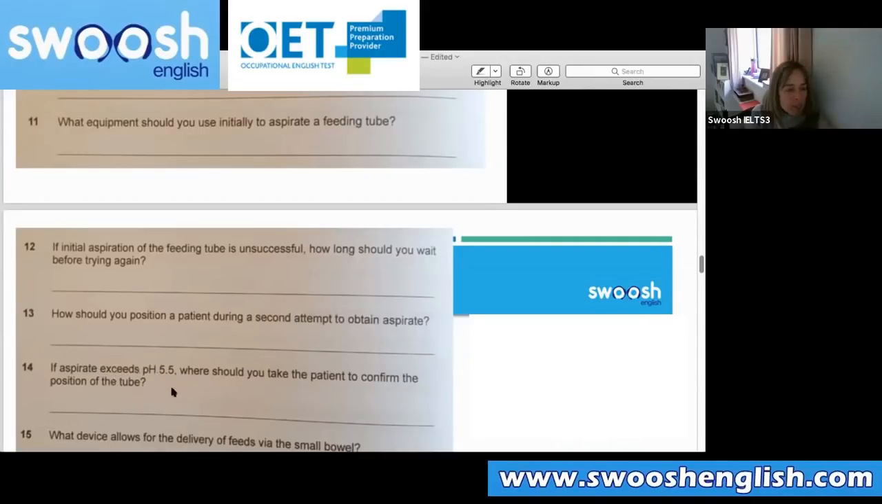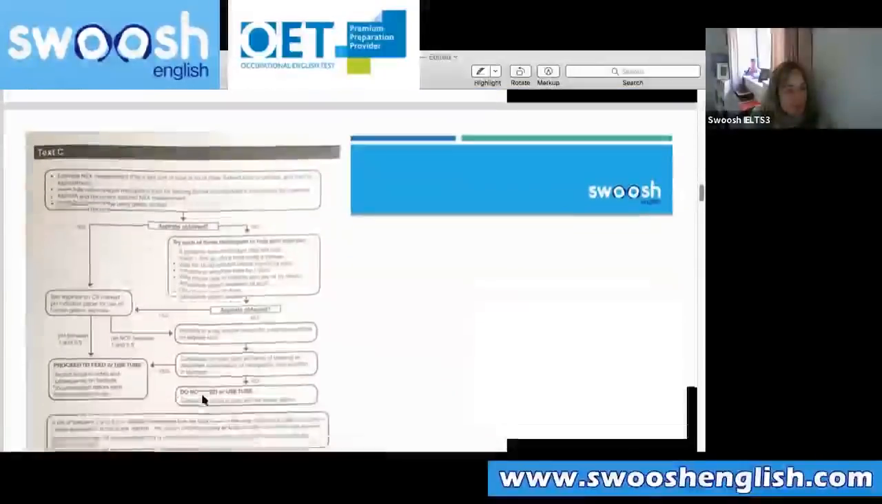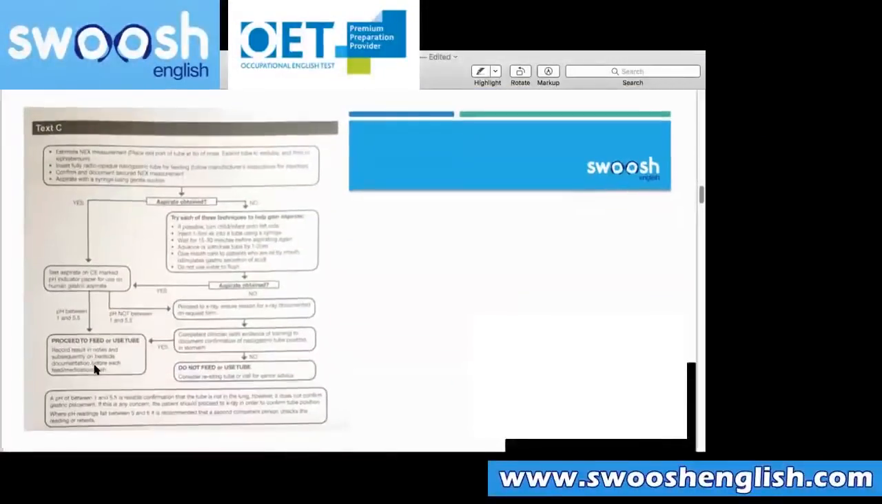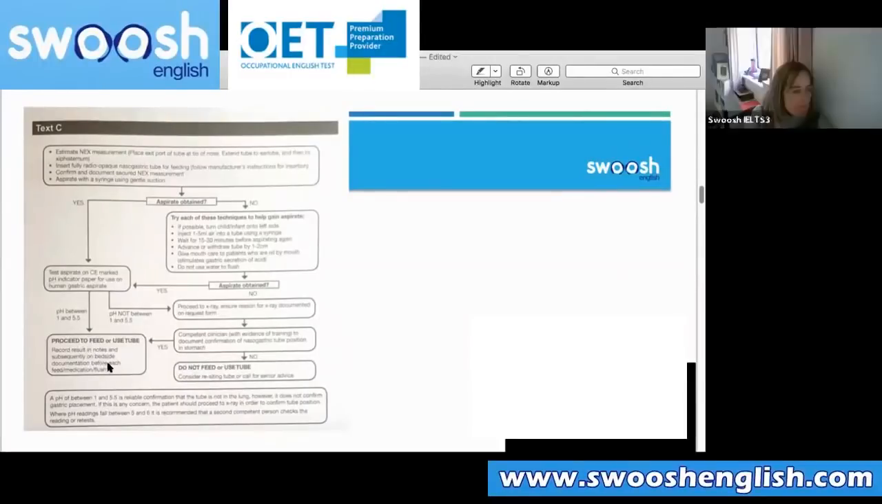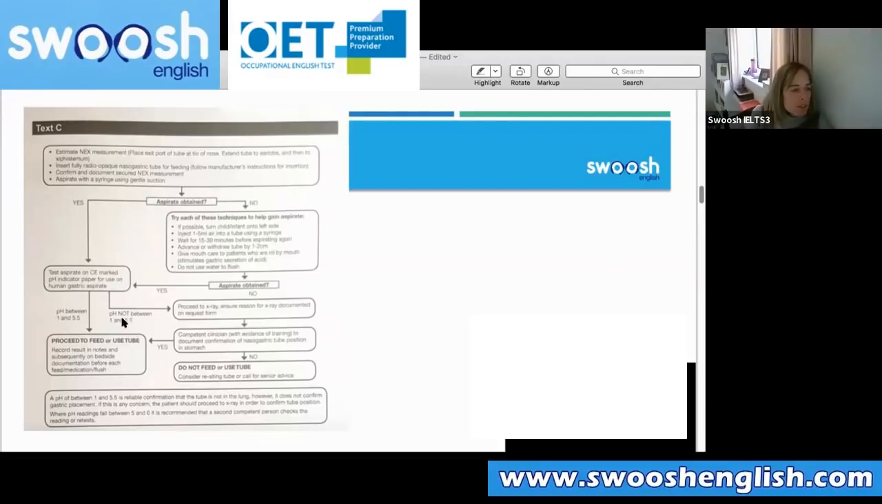So where should you take the patient to confirm? And also where, right? So it's a department, it's a place. So it is here on the left side, in the second last block. Where is it? Proceed to X-ray. Ensure reason for X-ray documented. The pH is here. pH not between 1 and 5.5. Okay, so you look for 5.5. And if it's more than 5.5, then you take them to X-ray, right?